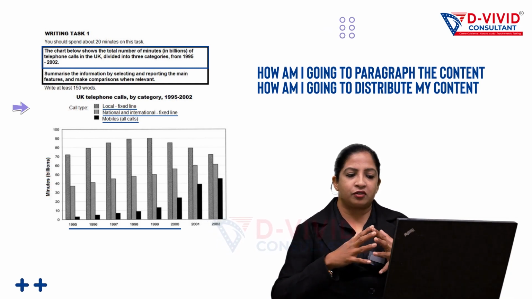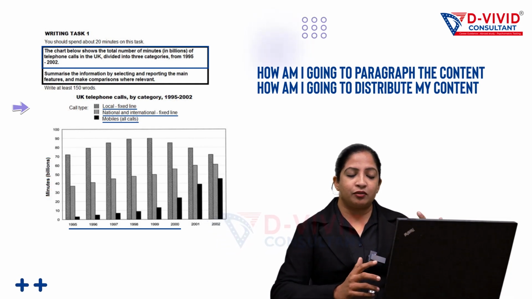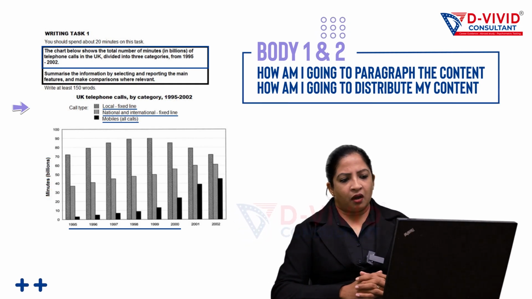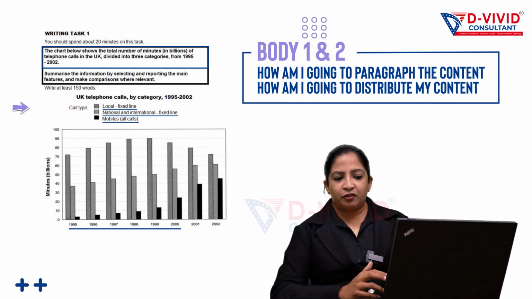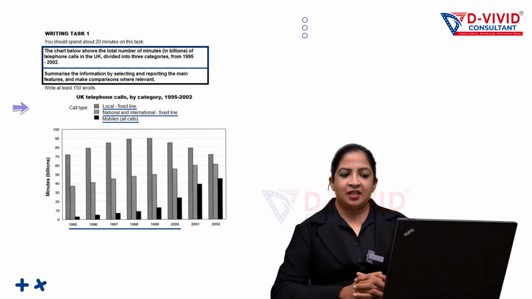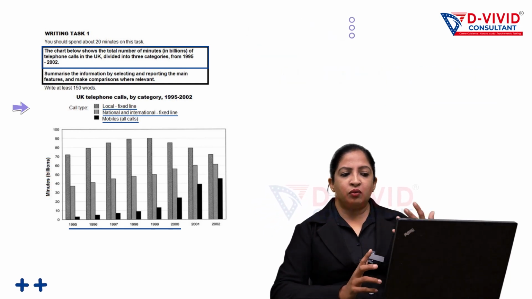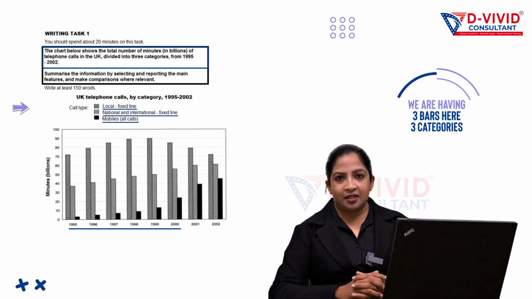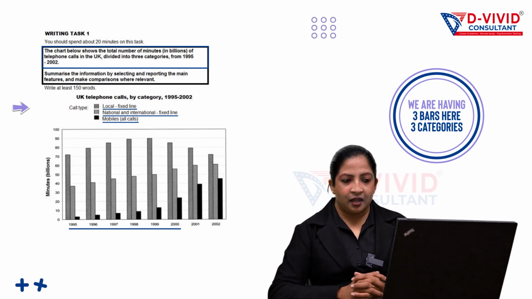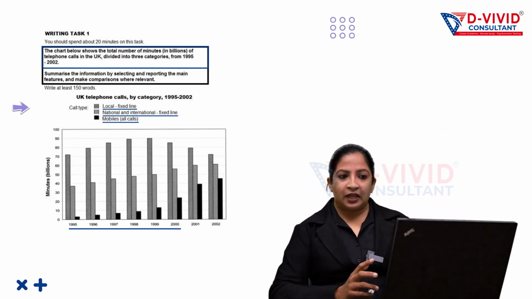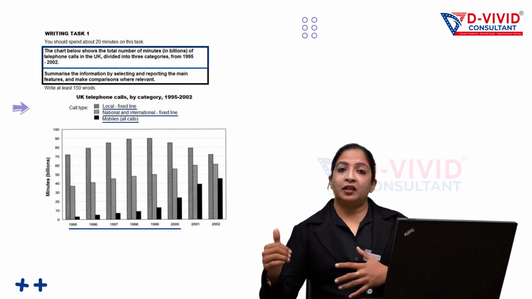How am I going to distribute my content into body 1 and body 2? Because we have 3 lines here, 3 categories, I will decide to put 2 in body 1 and 1 in body 2.